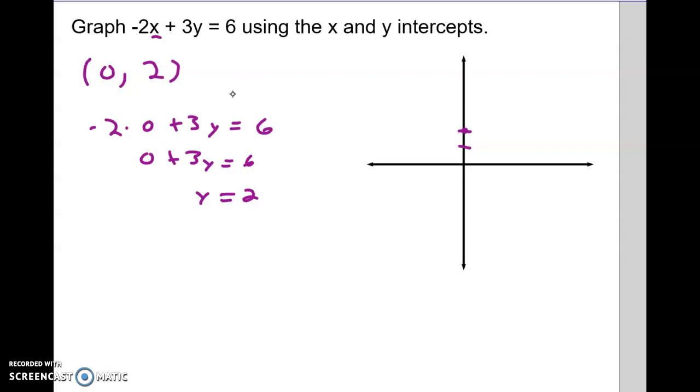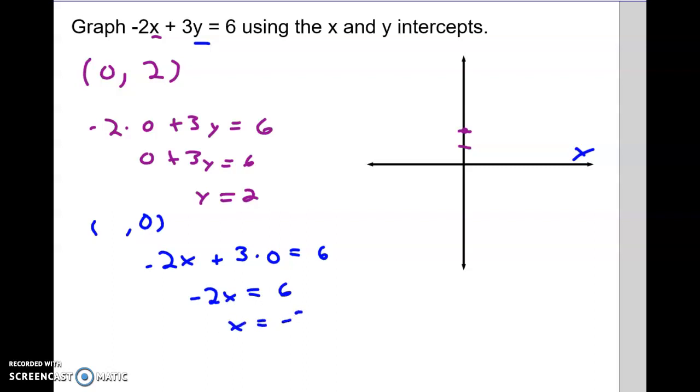All right, so now we just do kind of the reverse process to find where it crosses on the x. We're on our x-axis now. We want to find where it crosses there. Now we make y 0 and find x. So going back up to the equation again, y being 0, so -2x plus 3 times 0, which is going to be 0. And you'll see, oh, we get the statement negative 2x has to equal 6. And then just divide by negative 2, and we get x to be negative 3.